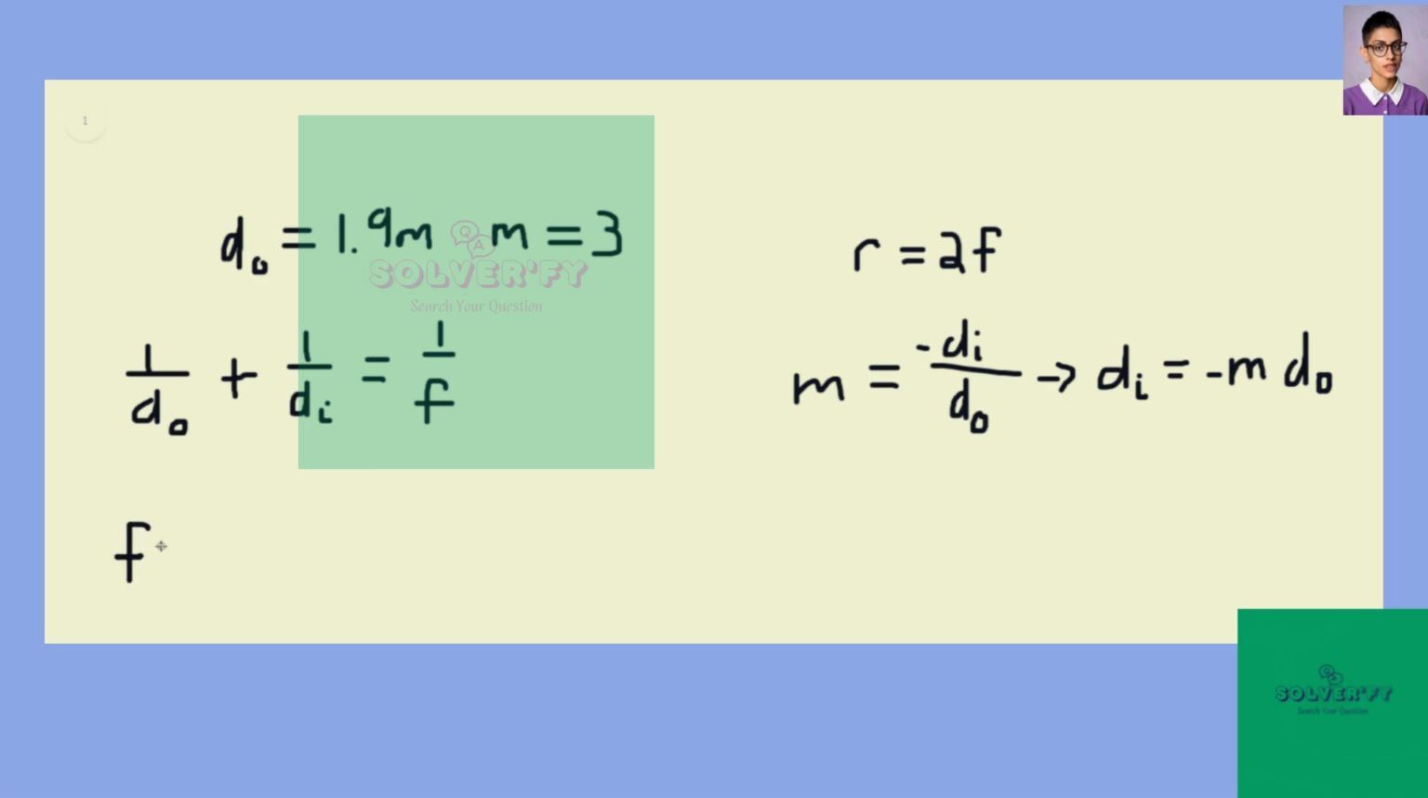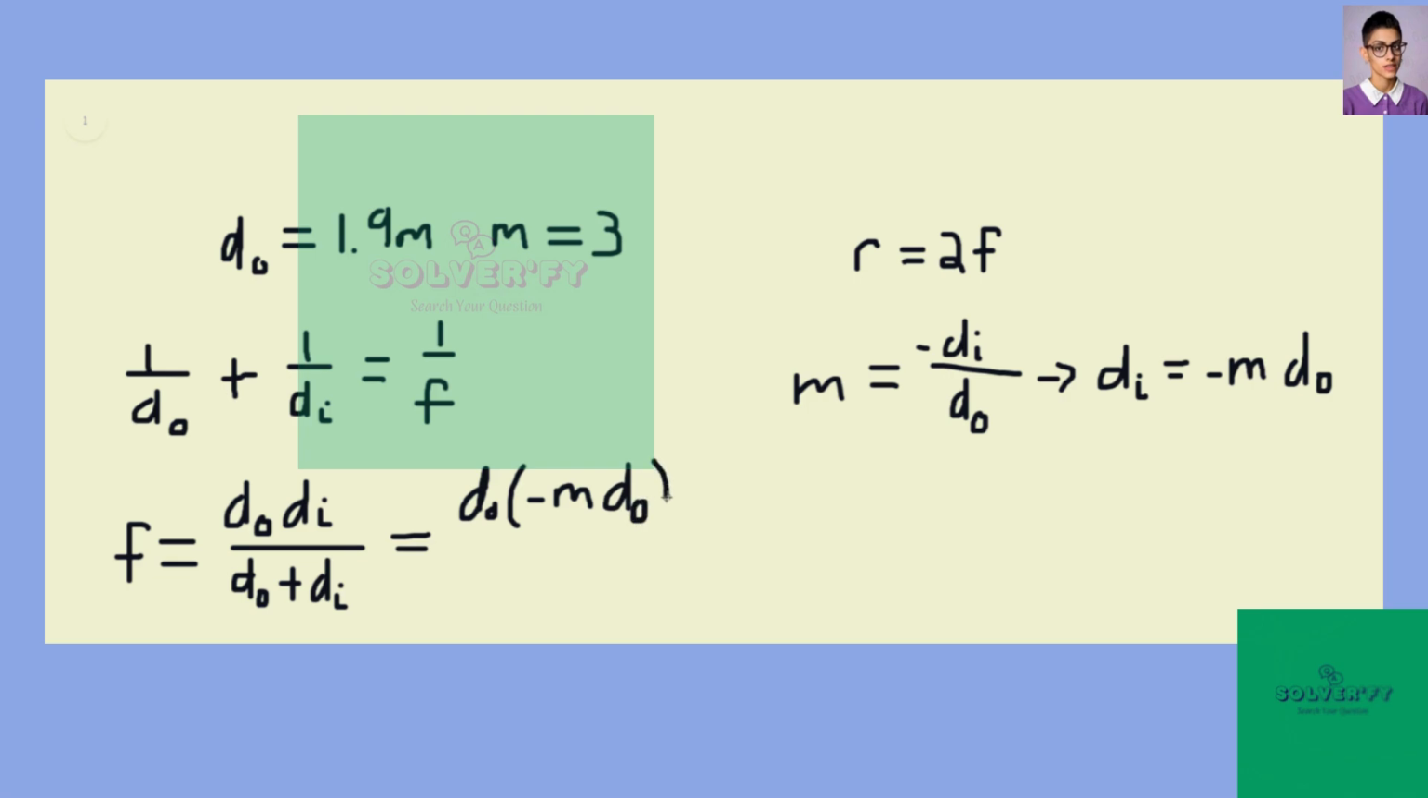So solving for focal length, we find that the focal length is equal to the distance to the object times the distance to the image divided by the sum of the distance to the object plus the distance to the image. Okay, so we're going to plug in what we found the distance to the image to be, which is negative the magnification times the distance to the object. So we have distance to the object multiplied by negative magnification times the distance to the object, divided by distance to the object minus magnification times the distance to the object.